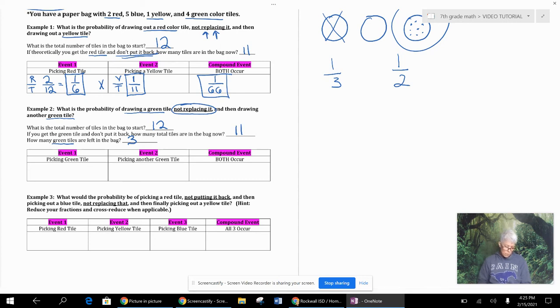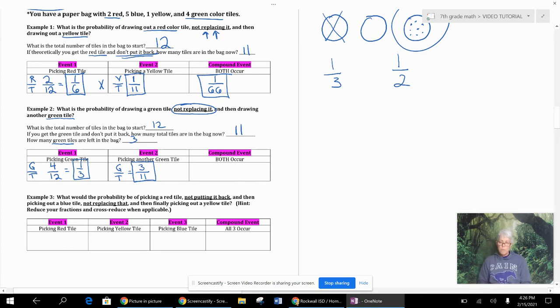So green tile, we started out with 4. So it's green over the total, which was 4 over 12. Again, don't know why that disappears, but there we go. Okay, I can simplify this to 1 over 3. Okay, remember now I took a green one out. So now there's only 3 green ones in the bag, and there's only a total of 11. Now I can't simplify that fraction, so I'm done with that.